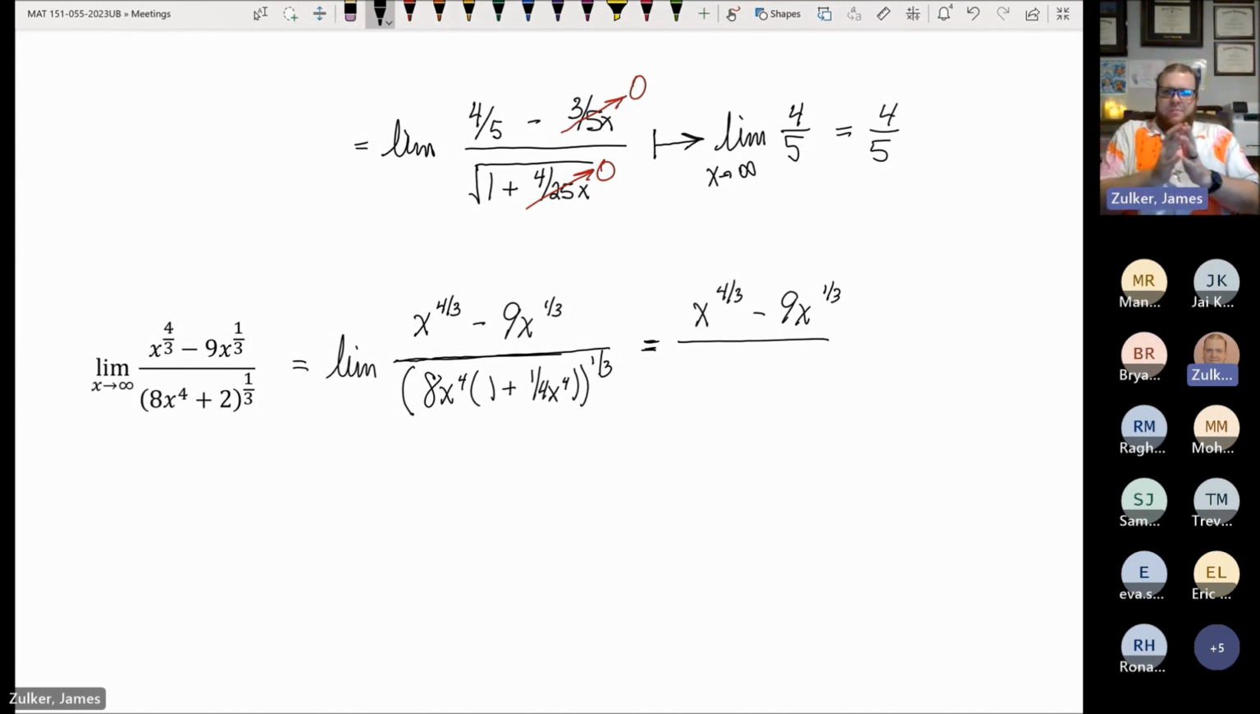We factor out that 8x to the 4th, right? So we do that by distributing the 1/3 power through to each term. We're going to have an 8 to the 1/3. What is 8 to the 1/3 power? What was it? 2.